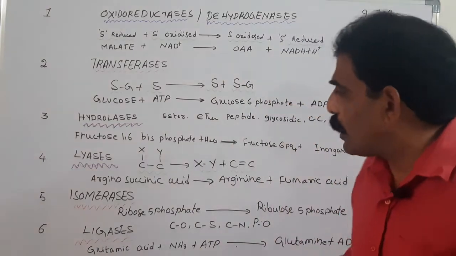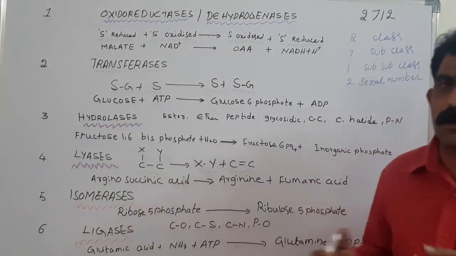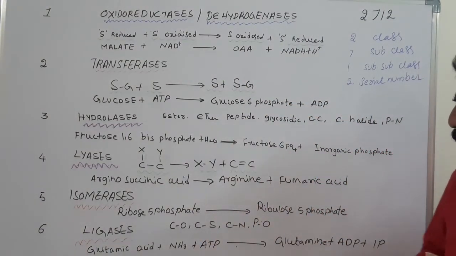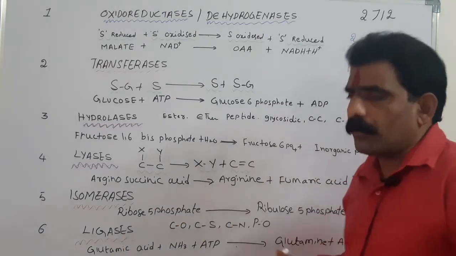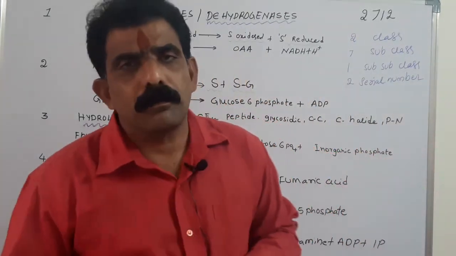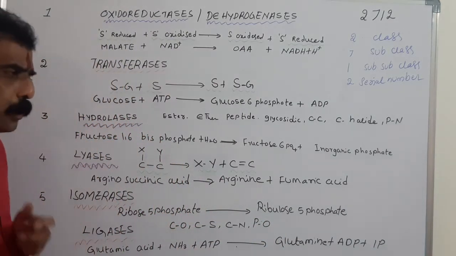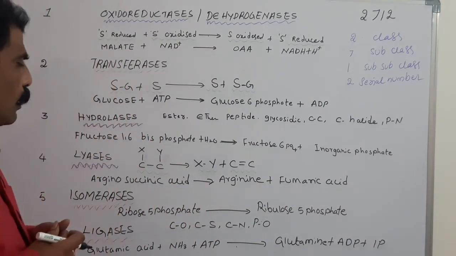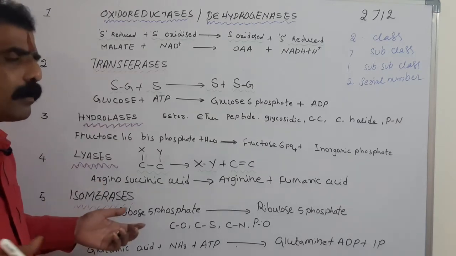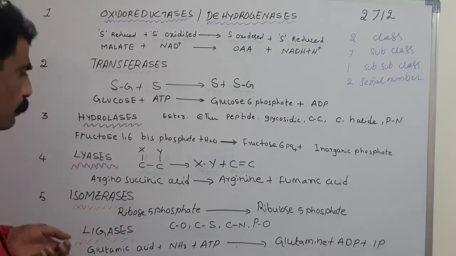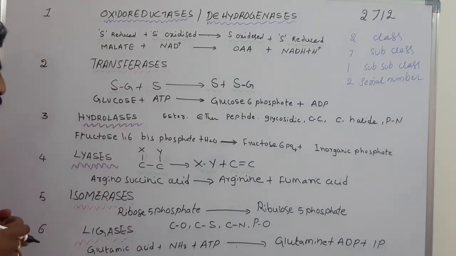Here they simply show structural differences. They have the same molecular formula, but they show structural differences. Ribose 5-phosphate consists of an aldehyde group, whereas ribulose 5-phosphate has a keto group. So due to rearrangement of the atoms, ribose 5-phosphate is isomerized to ribulose 5-phosphate. Such a reaction is isomerization, and such enzymes are called isomerases.